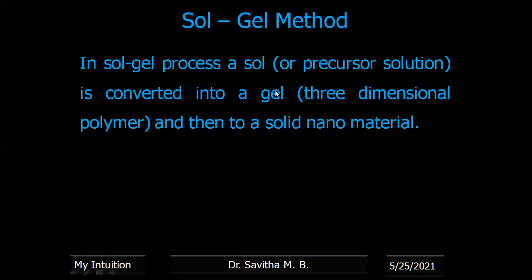You have to take a solution of a precursor molecule. In the Sol-Gel method, generally water soluble precursor molecules are chosen. First the sol is prepared by taking the precursor molecule and dissolving it in water or a solvent, you get the precursor solution, and then it is converted into a gel. That means in the sol there will be more amount of liquid and less amount of solid materials.